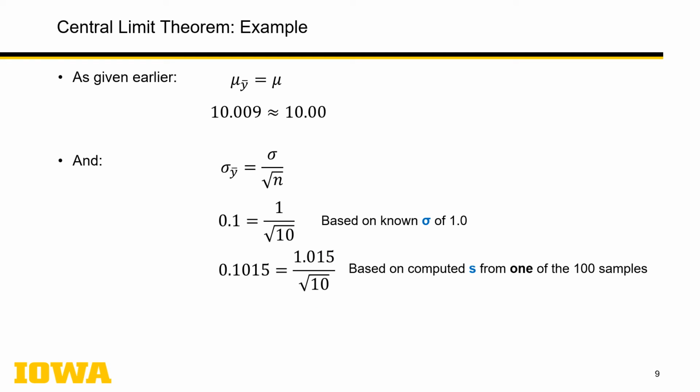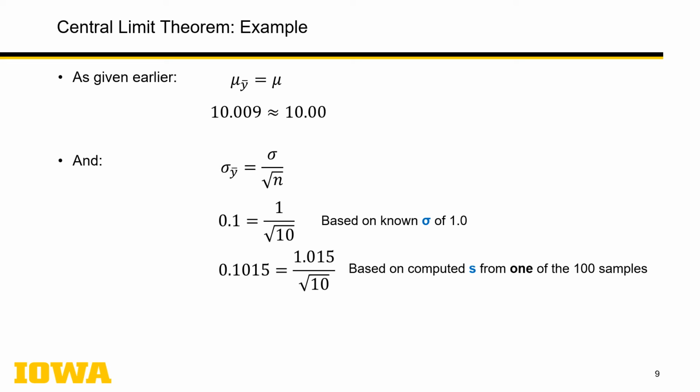So as given earlier, the actual mu of all the y-bars is 10.009. Of course, it's very close to the 10 that we expected. And the standard deviation of all those means, which we now call the standard error, technically, from the ideal population, had sigma was 1, divided by the square root of 10, you get 0.1. Well, that's really close to the overall mean of those sampling distribution we just saw.